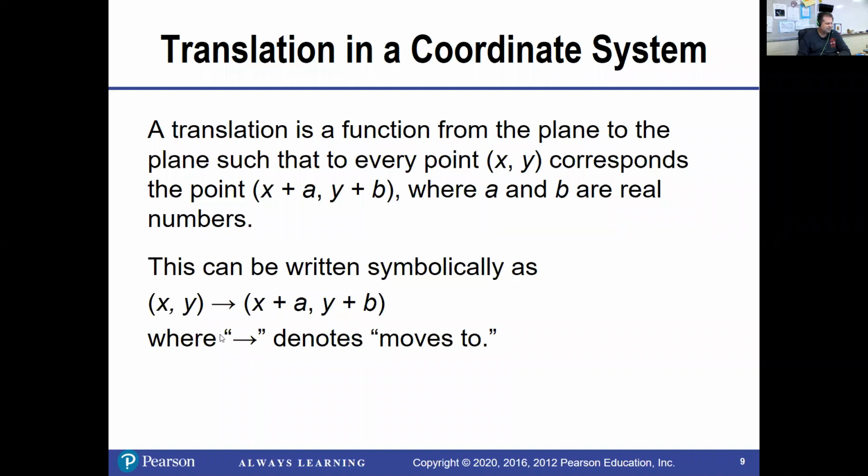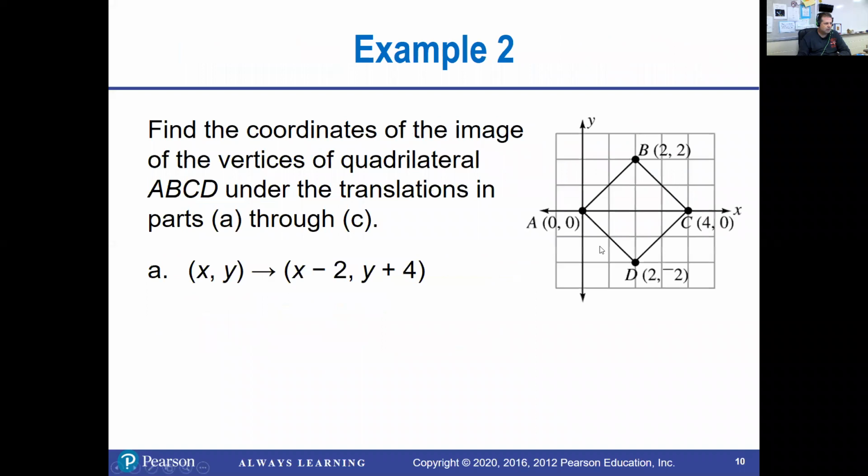I'm not redoing it. All right, so notice this arrow means it denotes moves to. So every x gets moved to a new value by adding a, and every y by adding some b value. All right, so find the coordinates of an image of the vertices of this quadrilateral. So it works for any shape you want.